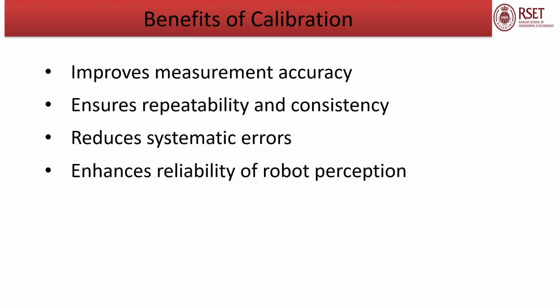What are the benefits of calibration? Sensor calibration offers several important benefits. It improves measurement accuracy, ensures repeatability and consistency, reduces systematic errors, and enhances the reliability of robot perception. Proper calibration is essential for accurate sensing and effective decision making in mobile robotics.